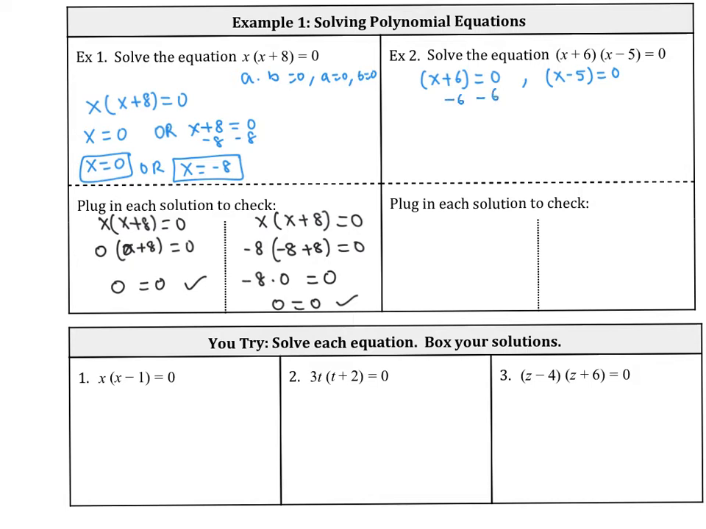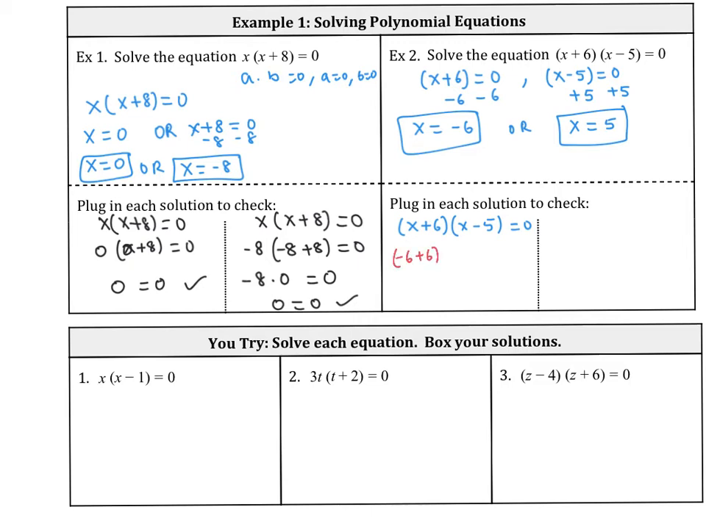Subtract 6 on both sides. So you get x equals -6. And add 5 on both sides. You get x equals 5. Now we're going to check these one by one. The original equation is x plus 6 times x minus 5. And first of all, we are going to choose x equals -6. So we're going to plug in -6 for x.